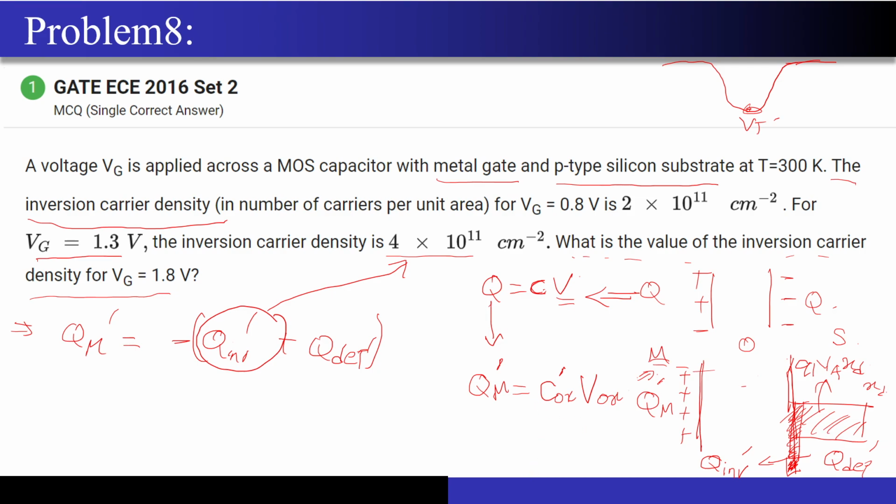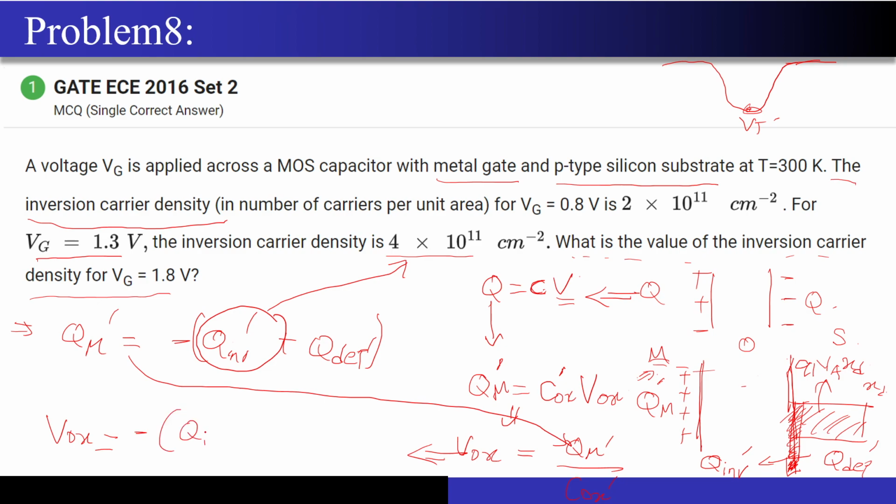So now once this is very much clear to you, from this equation I will rearrange this: Vox is nothing but your Qm dash divided by Cox dash, correct? And now I already know Qm dash, so I will substitute it over here. So this Vox will be nothing but minus of Q inversion dash plus Q depletion dash, divided by Cox dash. Just bear with me for a few minutes, I will tell you why I'm doing all this stuff.